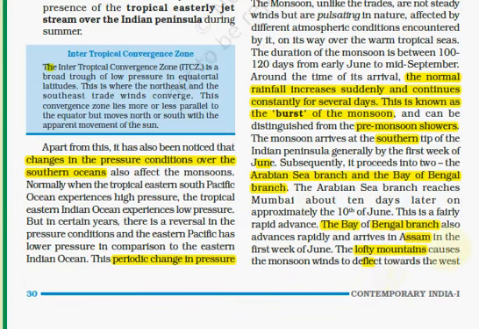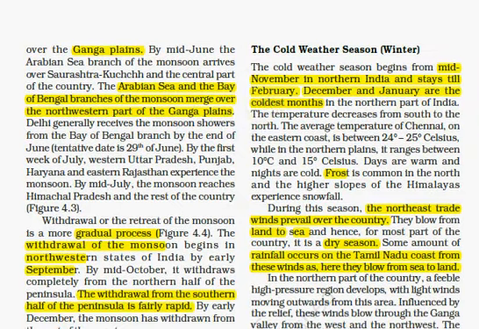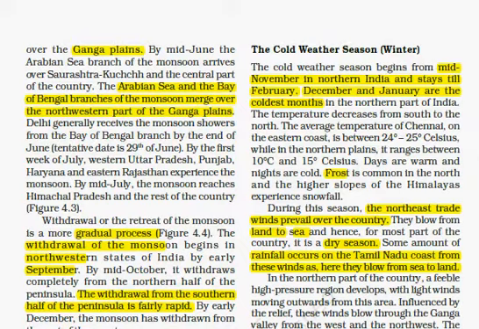Then the lofty mountains in Assam deflect the Bay of Bengal branch to the northern Ganga plains. Then the Arabian Sea branch and the Bay of Bengal branch of the monsoon merge over the northwestern plains. So here comes the Arabian Sea branch, and from here the Bay of Bengal branch, and they converge over here. Then withdrawal of the monsoon is a gradual process, and it begins in the northwestern states of India in early September, and withdrawal from the southern half of the peninsula is fairly rapid.